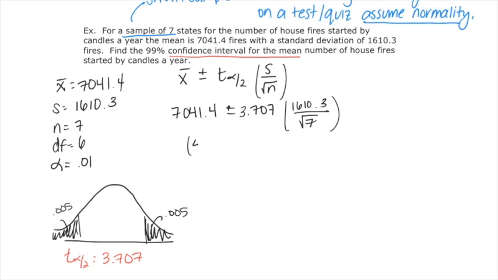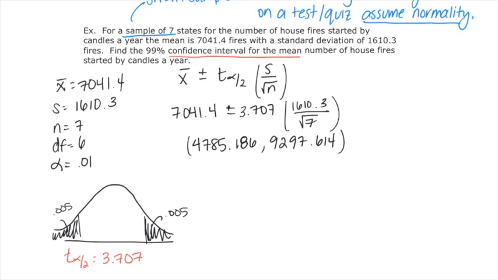The lower bound is 4,785.186. The upper bound, 9,297.614. Now, I'm human too, so there's a chance I could have made an error in some of these calculations. If there is, please just let me know.